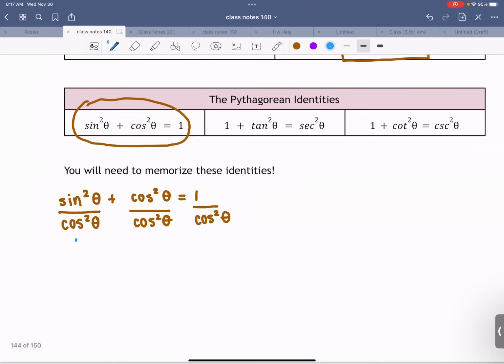All right. What do you think sine squared divided by cosine squared is going to be? Well, what's sine over cosine? Tangent, right? So, they're both squared, so this would become tangent squared. Okay. What's cosine squared over cosine squared? 1, right? Something divided by itself is 1. And then what do you think 1 over cosine squared is going to be?